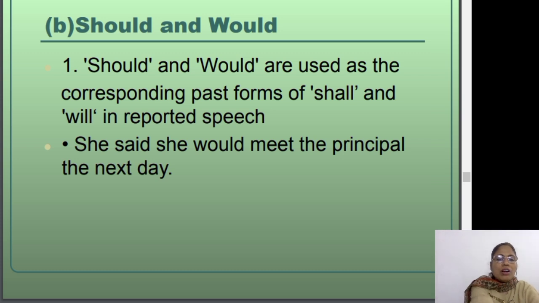Should and would are used as the corresponding past forms of shall and will in reported speech. She said she would meet the principal the next day.